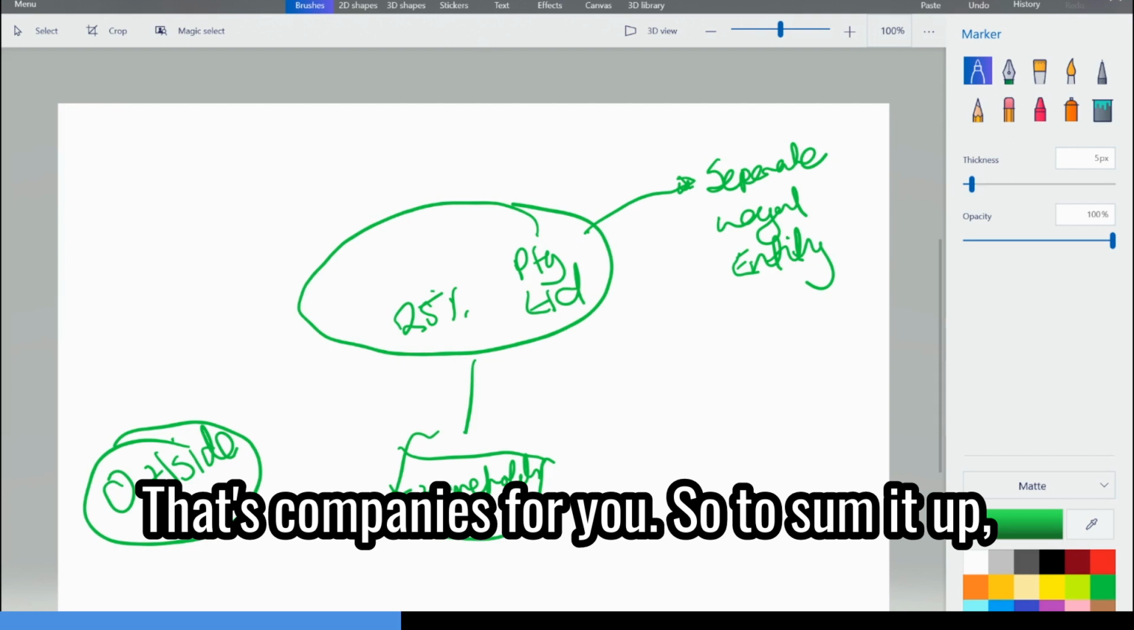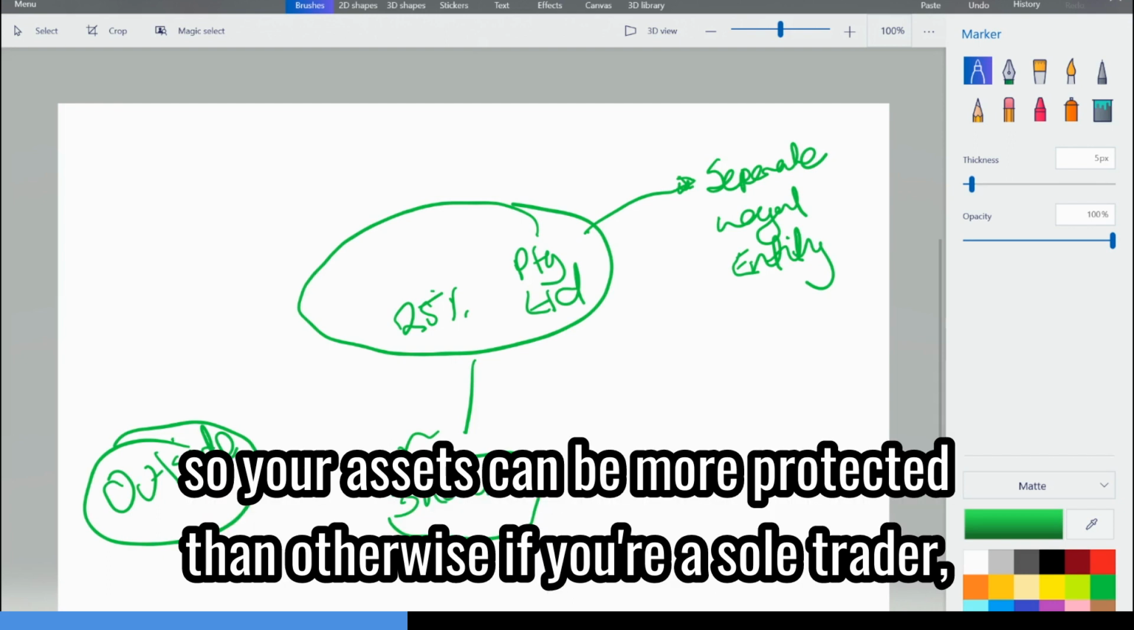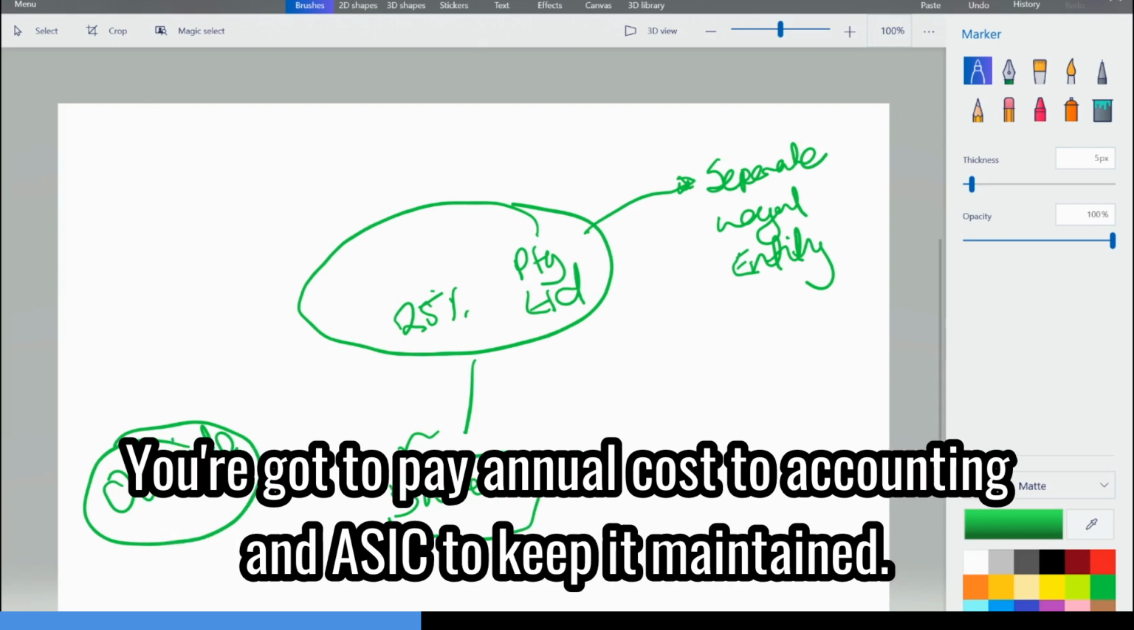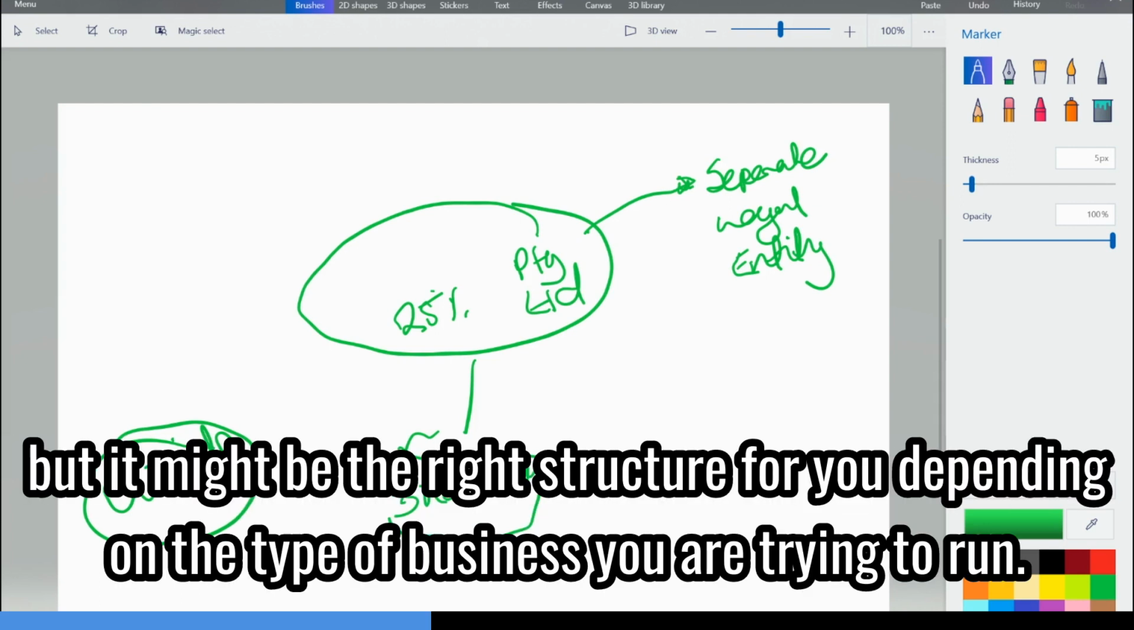To sum up the benefits: it's a separate legal entity, so your assets can be more protected than otherwise if you're a sole trader. It does come with more costs. You've got to pay money to set up the company, and you've got to pay annual costs to an accountant and ASIC to keep it maintained. So it's more costly to do, but it might be the right structure for you depending on the type of business you are trying to run.